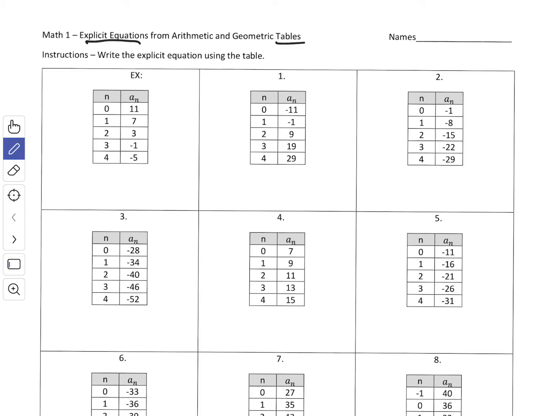Alright guys, so we're taking a look now at making some explicit equations given some tables for arithmetic and geometric patterns. Okay, so with this one we are using those explicit equations, not the recursive. The explicit, remember, for arithmetic looks something like this: y equals a plus or minus b times x. And for geometric, y equals a times b to the x.